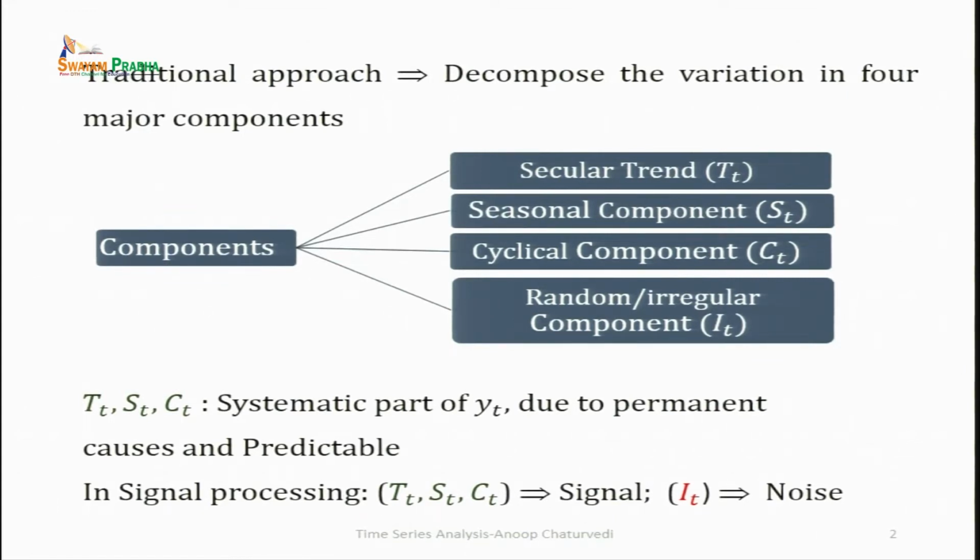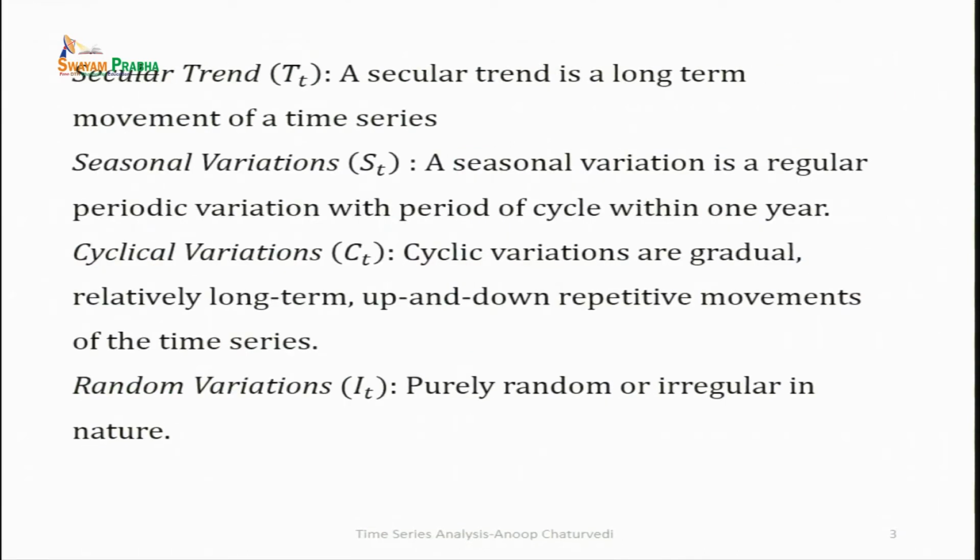Whereas the fourth component I_t is unpredictable, it is the random component or irregular component. In the context of signal processing, the first three components T_t, S_t and C_t denote the signal, whereas the fourth component I_t denotes the noise. Now, what are these four components? I will discuss in detail.